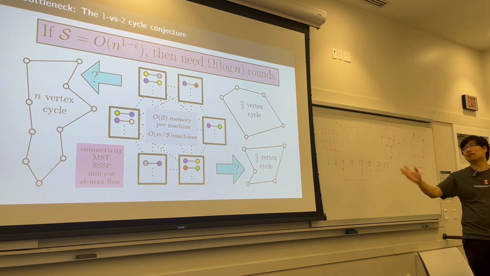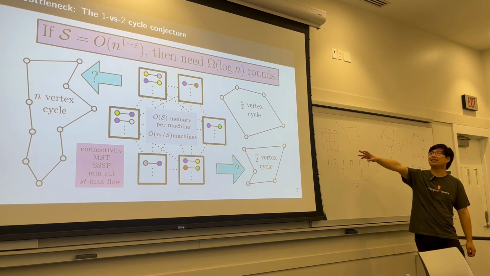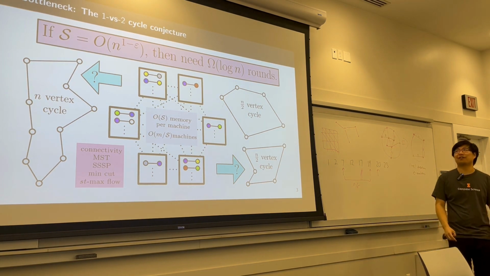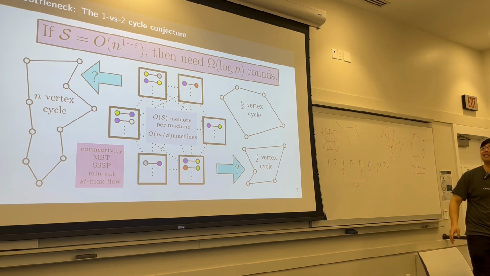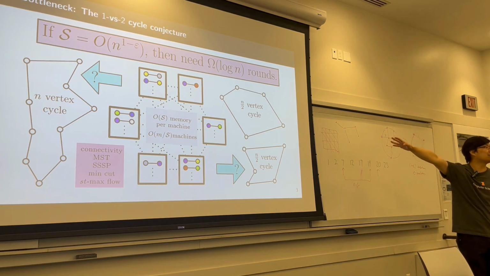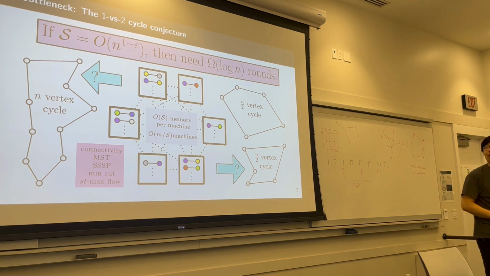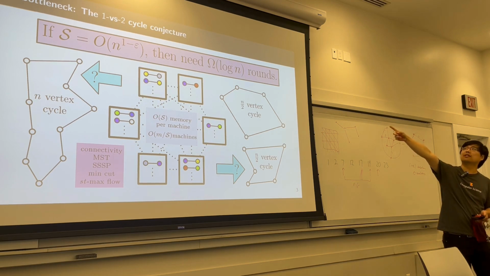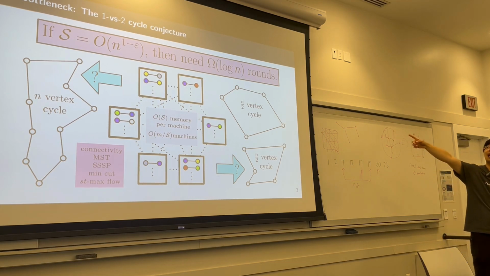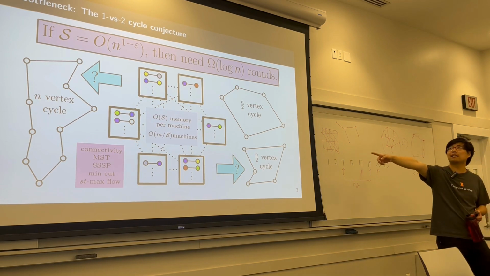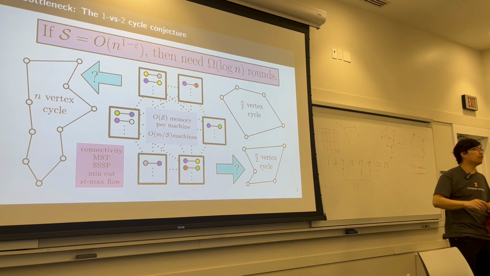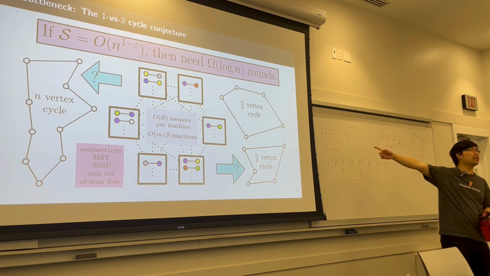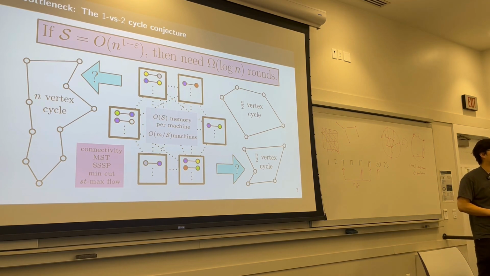I think most people working in the field take this conjecture for granted and prove conditional lower bounds based on it. The best known: there was a line of work in the last few years that improved the complexity of even just the connectivity problem down to log d, where d is the diameter of the graph. But it doesn't really help in this extreme case where you have an n-vertex cycle, since the diameter is n.